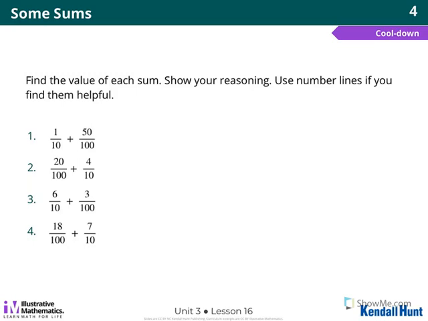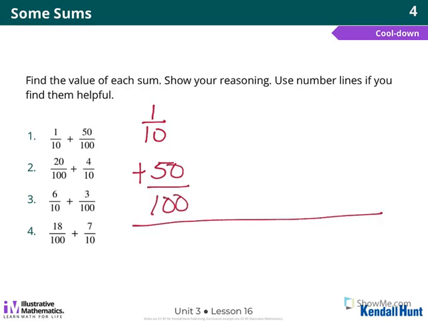Alright, so question number 1, we have 1/10 plus 50 hundredths. I hope you recognized that we have two different denominators, so we need to find equivalent fractions. And I'm going to think, okay, what number does 10 and 100 go into evenly? After today, you should recognize that it's 100.